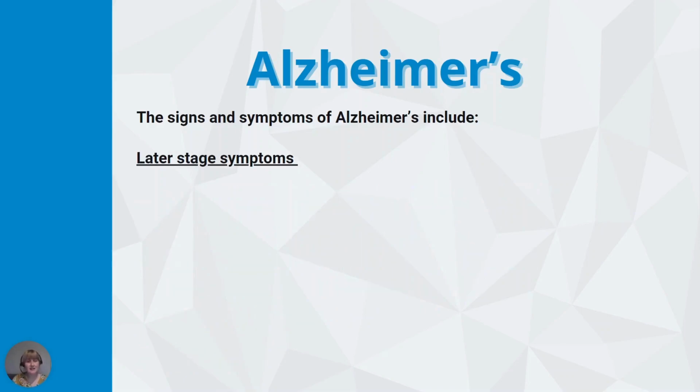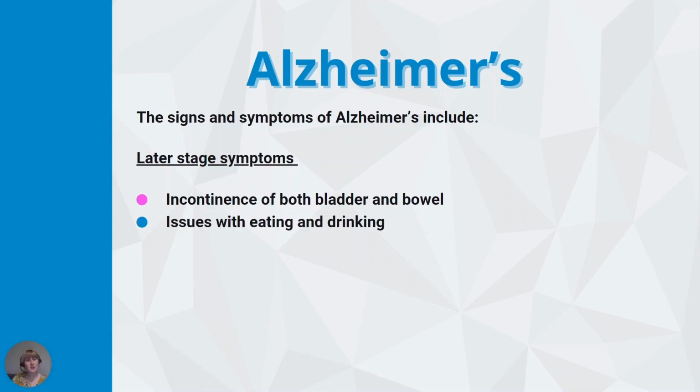So looking at the later stage symptoms. This could occur in incontinence, so they could become incontinent of bladder and bowel control. They could have issues with eating or drinking. So again, this could be in relation to having their time and day mixed up. It could be in relation to their visual perception, their cognitive ability becoming quite difficult.